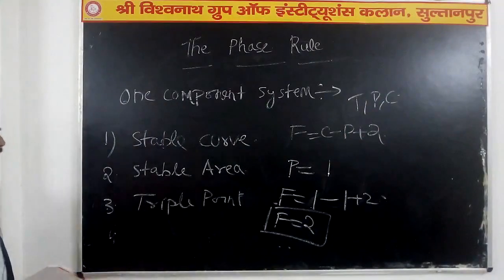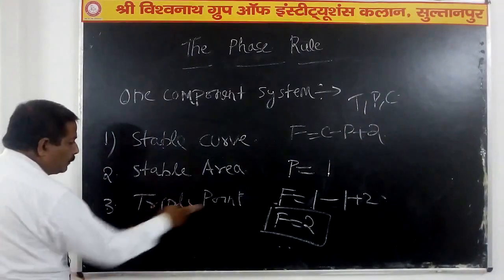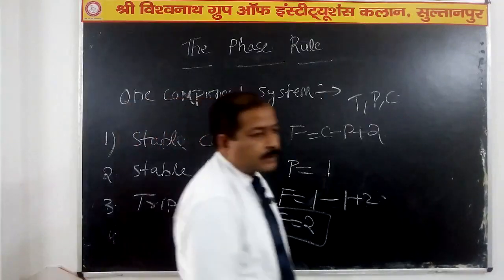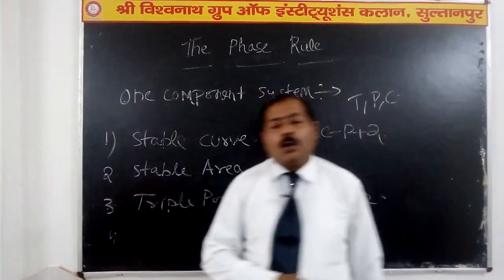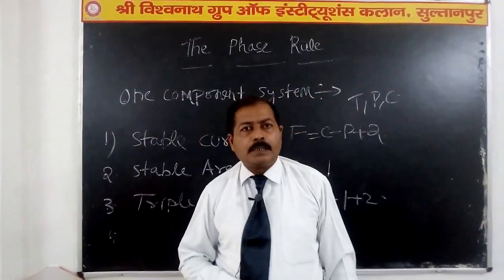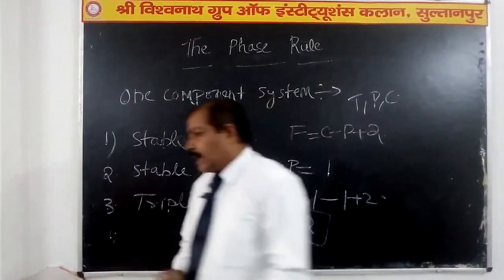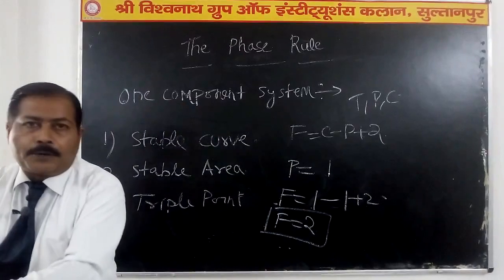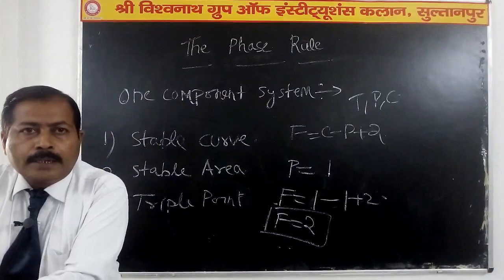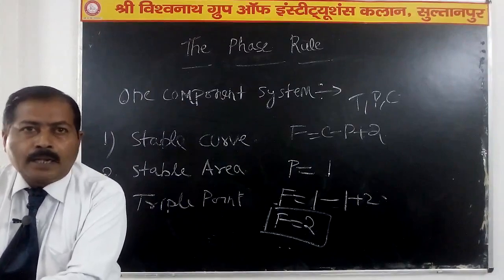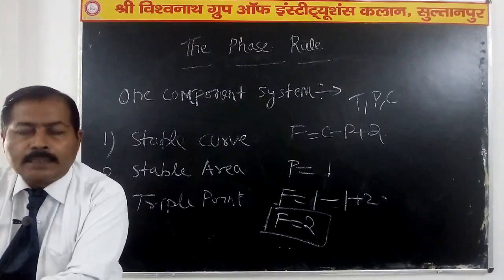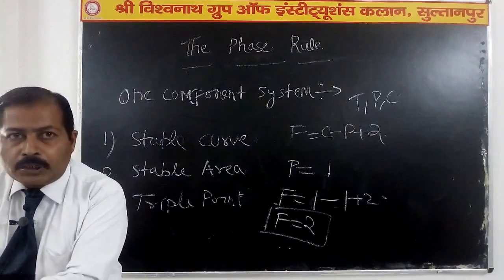Now let us take the third important feature, that is the triple point. The triple point is an important characteristic of each and every one component system. First of all, we shall discuss the significance of the triple point. Triple point can be defined as the point at which the different phases of the system coexist under equilibrium condition.